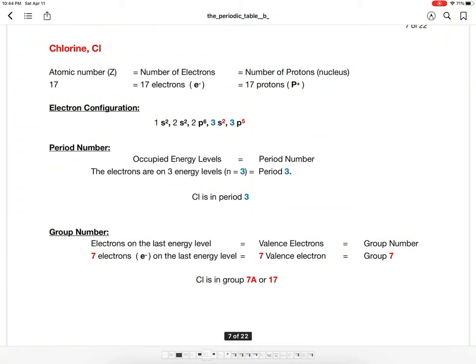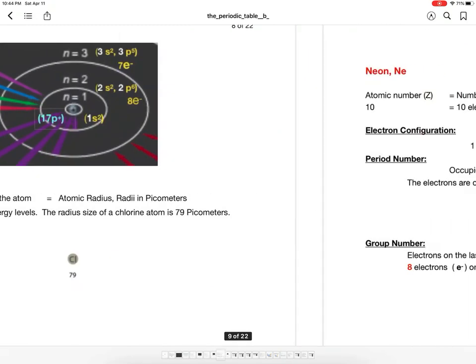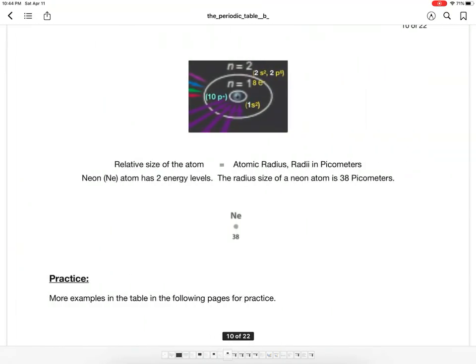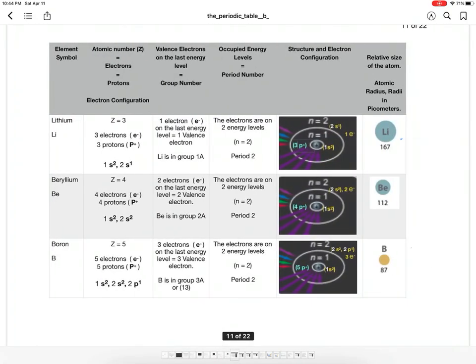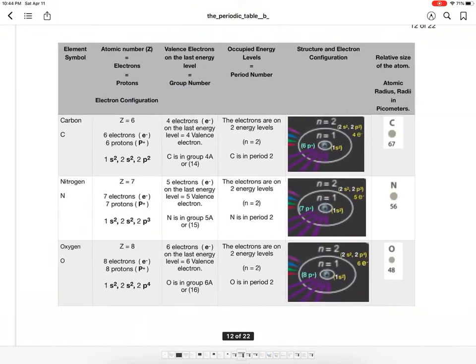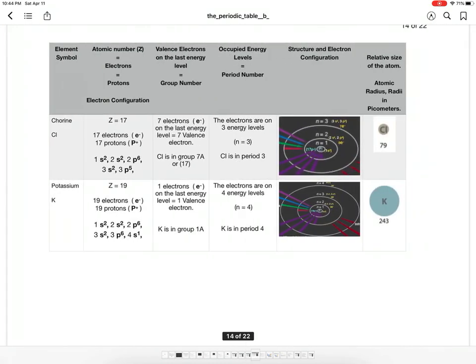This is chlorine. I want you to read this and see how I did the same thing for chlorine. This is neon, the same thing for neon. And I have more practice on those on the table that you see here. So you need to read everything in here and what's in each of the columns. And then the representation of the atom and the size of the atom.